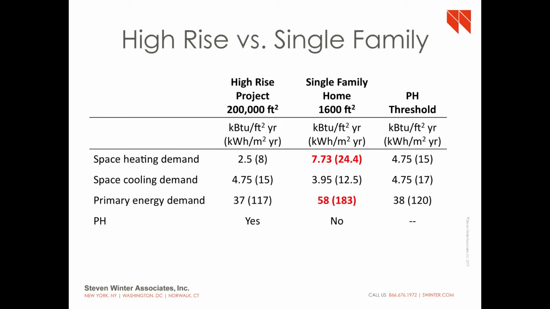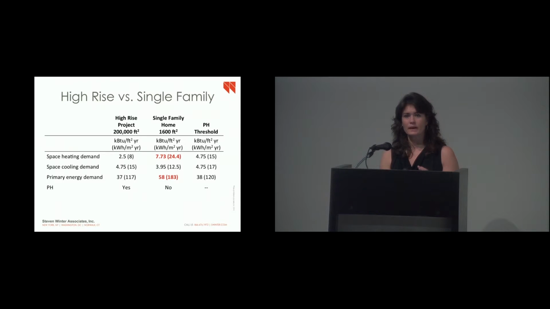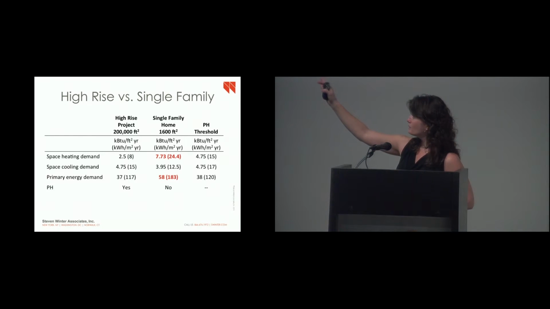So, high-rise versus single-family. I took a 200,000 square foot, 26-story multifamily building and a 1,600 square foot home, and I put the same exact insulation levels in both, and the same exact heating and ventilation system efficiencies. Everything's exactly the same. And you can see, with the insulation package that I put in that meets it for the high-rise project, this is the budget that I was talking about on the right here. This is the threshold that you cannot exceed. Let me point to it on here. This is the Passive House threshold right here.